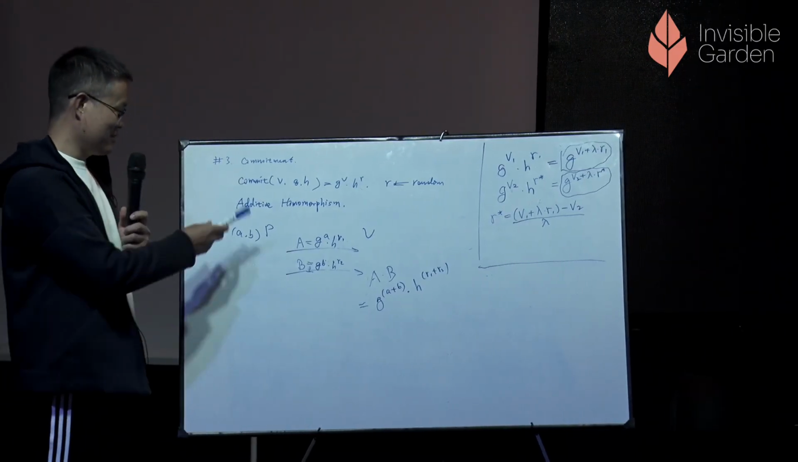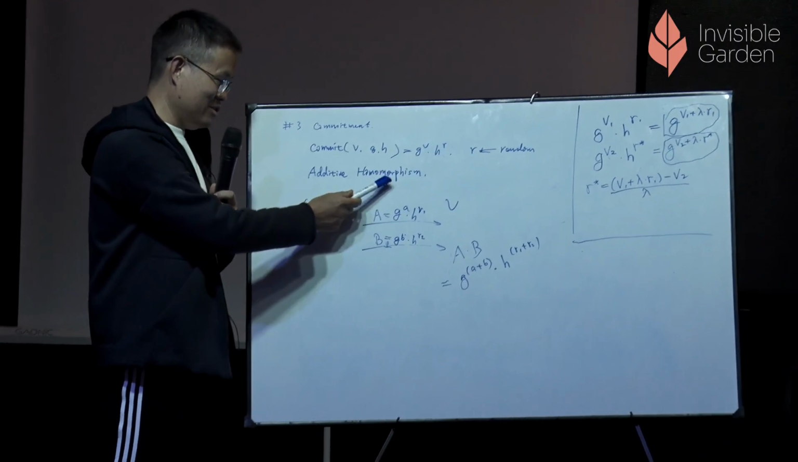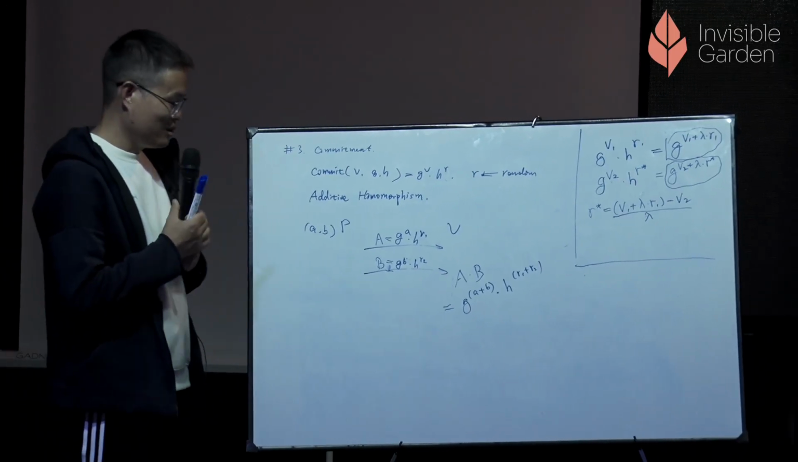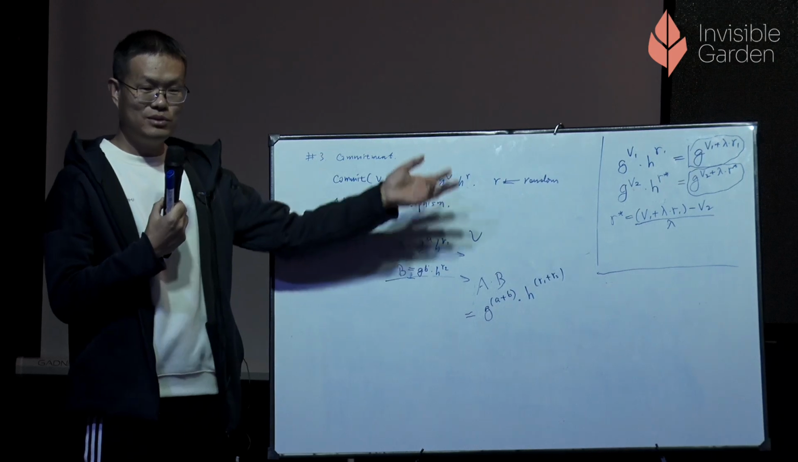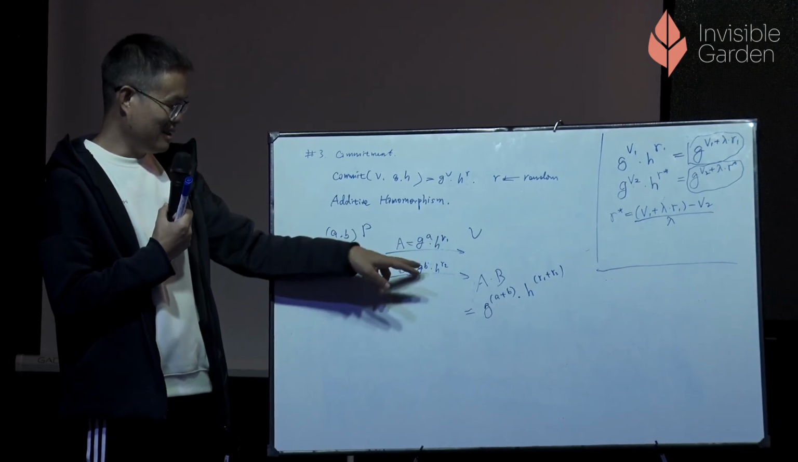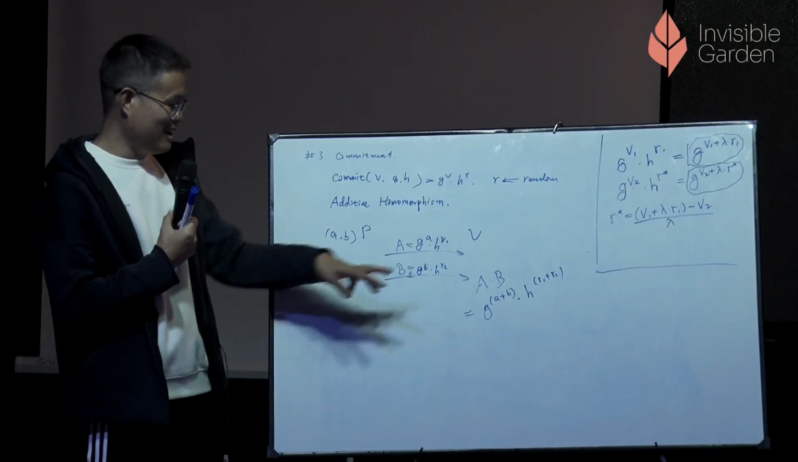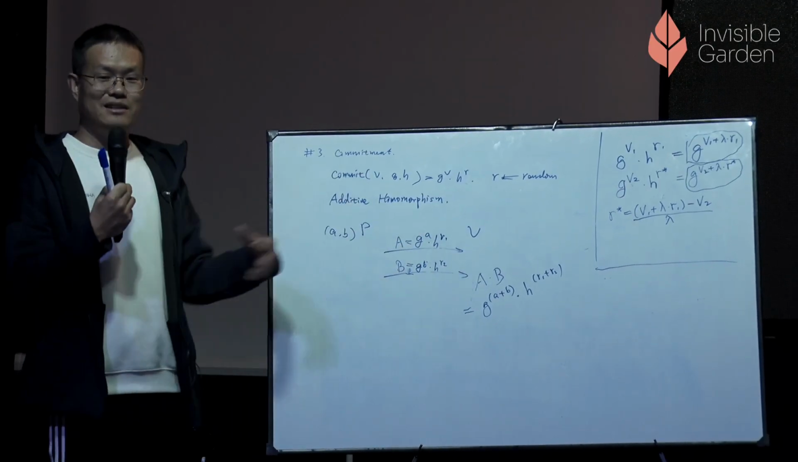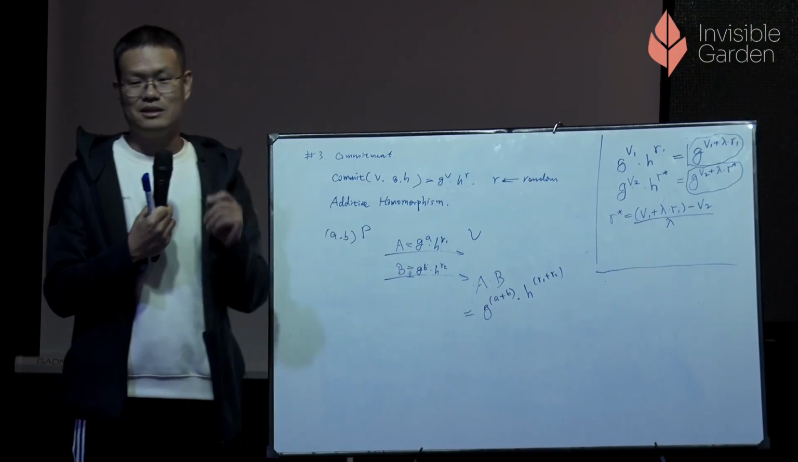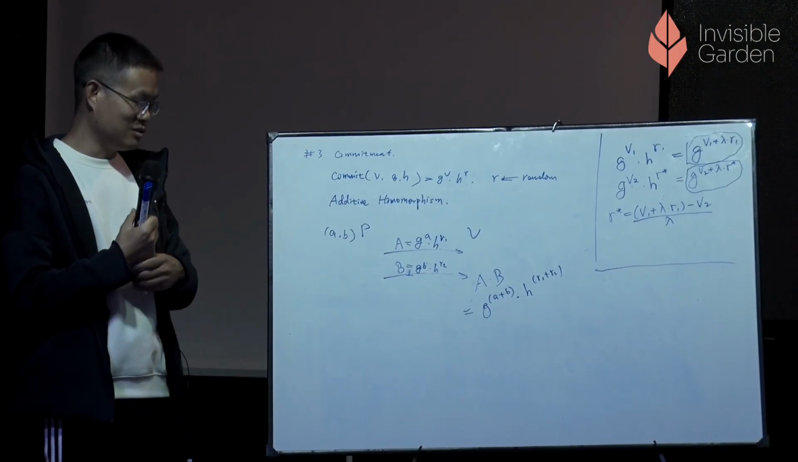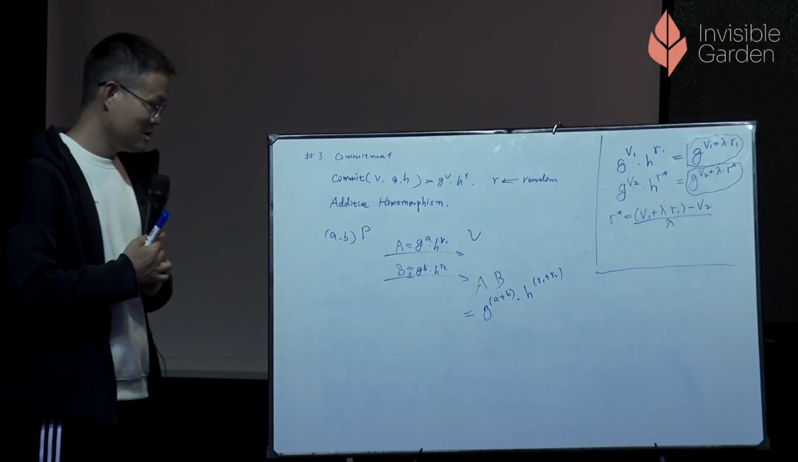So the commitment has such a very good property called additive homomorphism. If the verifier has multiple commitments of A and B respectively, the verifier just multiplies them together to get the commitment of A plus B. This is very useful for building efficient protocols.